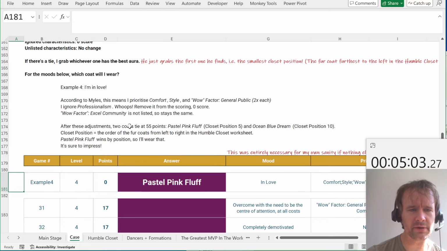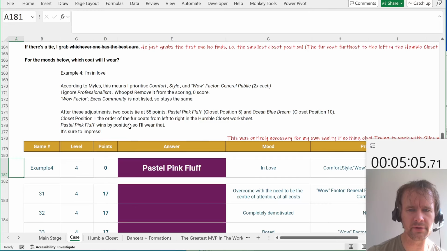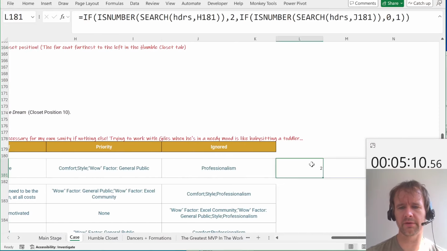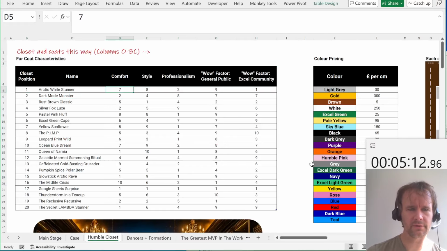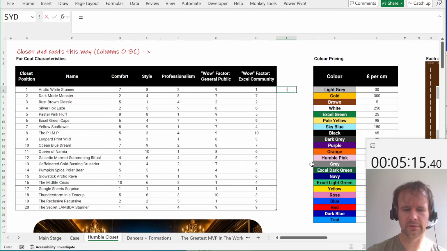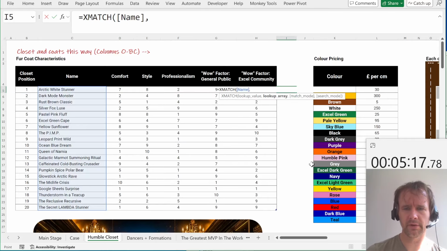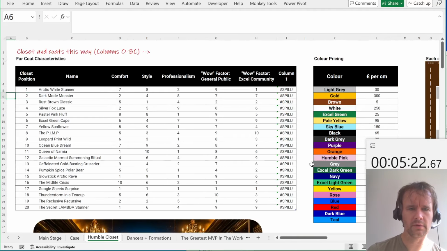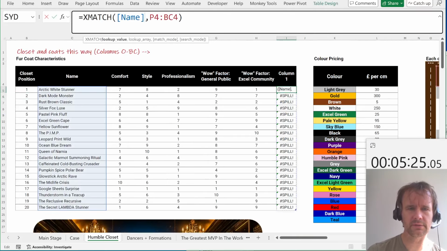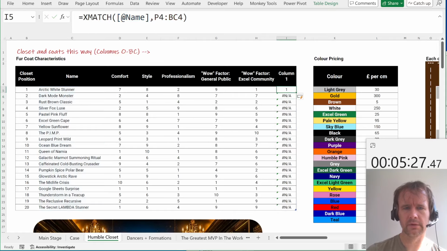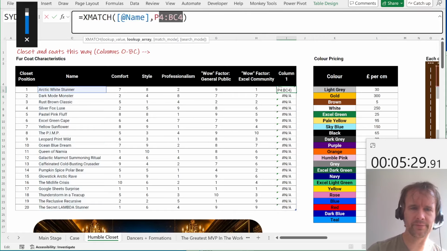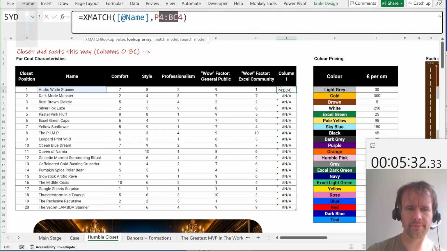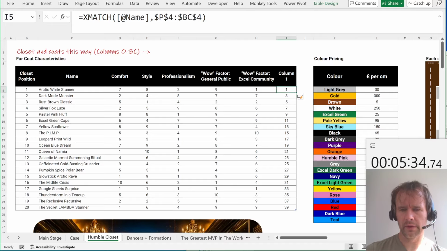Ignore professionalism. Fine. After the adjustments, 2 codes tie at 55. Order the codes from left to right in the humble closet. Oh my god. Okay. So I'm just going to sort these in the order that they appear in the humble closet, left to right. Ugh. What? Ugh. That name. Unlock. Nah. There we go. So they're already in that order? Okay, then that's fine, I guess.